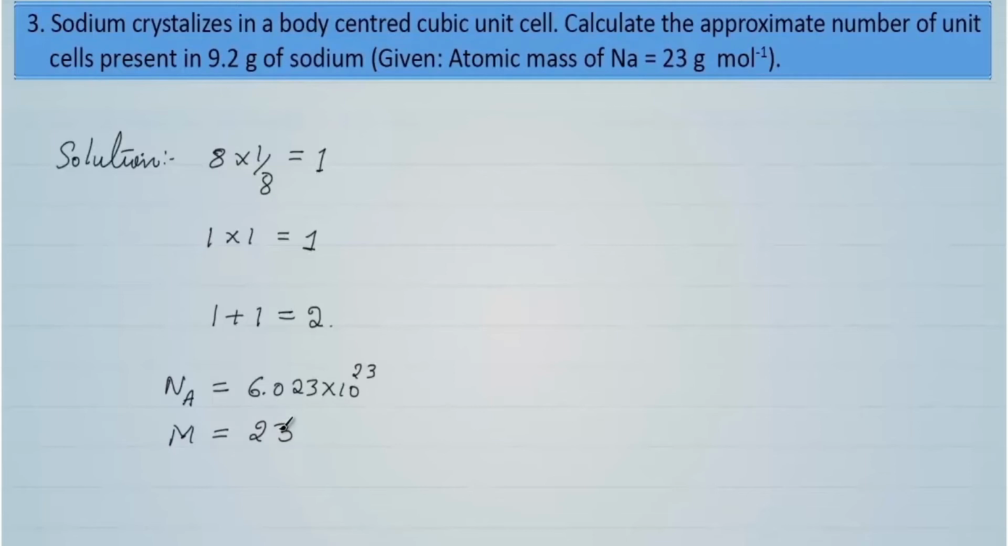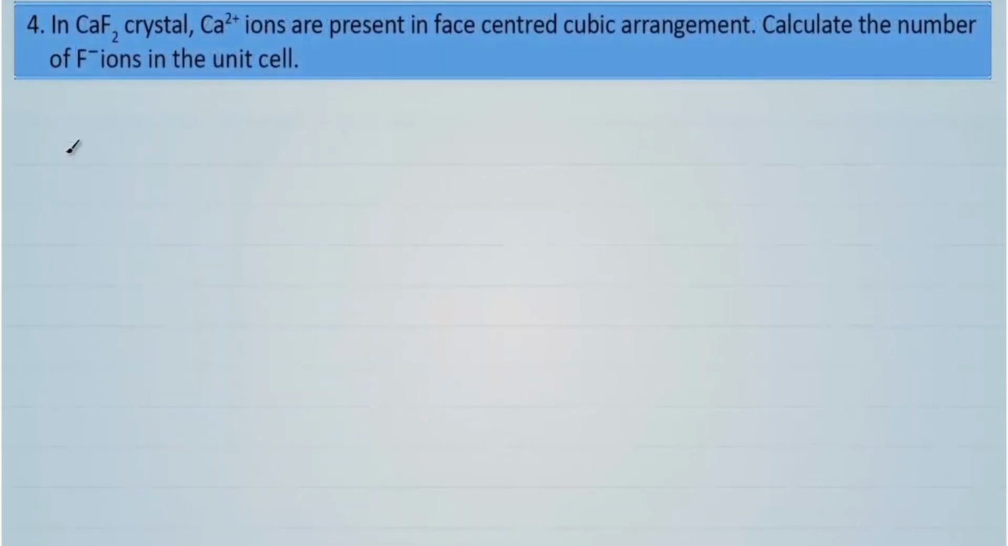And the atomic mass of sodium is 23. Therefore, the number of unit cells approximately present in 9.2 gram of sodium is 6.023 × 10^23 multiplied by 9.2, divided by 23 multiplied by 2, which gives a value equal to 1.204 × 10^23. Now move to the next question.